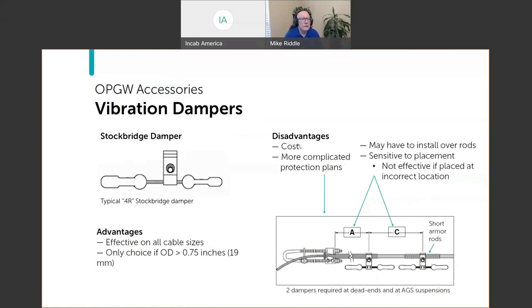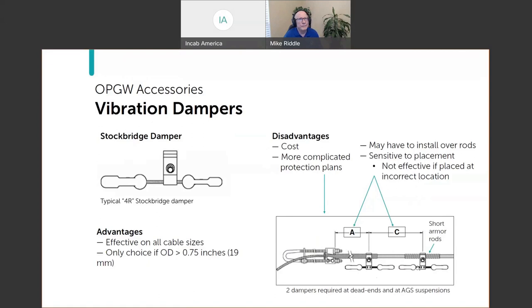Your other option is a stockbridge damper. This is a typical 4-response or 4-frequency response stockbridge type damper. That's a term about how the damper responds over the full frequency range that it might experience in the field. Stockbridge dampers have their advantages. They are effective on all cable sizes, and it's in fact the only choice if the cable OD is greater than 3/4 of an inch.